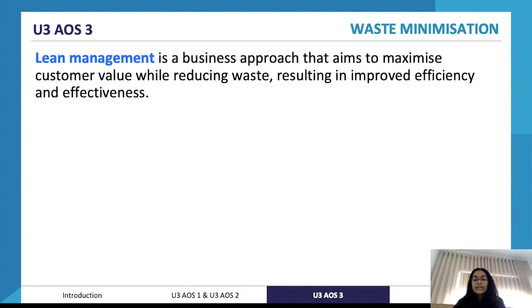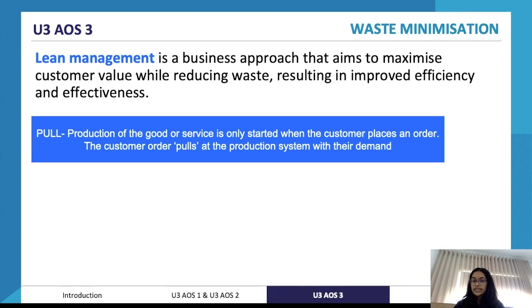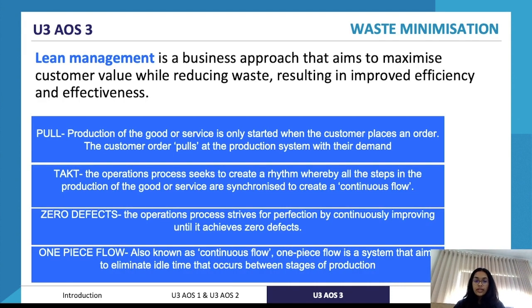You also have lean management, and that's a business approach that aims to maximize customer value, but also reduce waste and improve efficiency and effectiveness. We have pull, and that is essentially where the level of customer demand pulls the production system. Production of the good or service is only started when the customer places an order. So the customer order pulls at the production system with a demand.